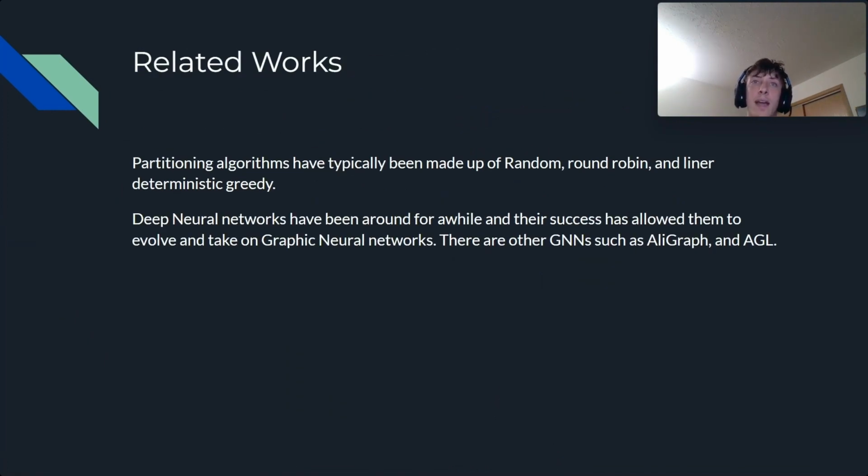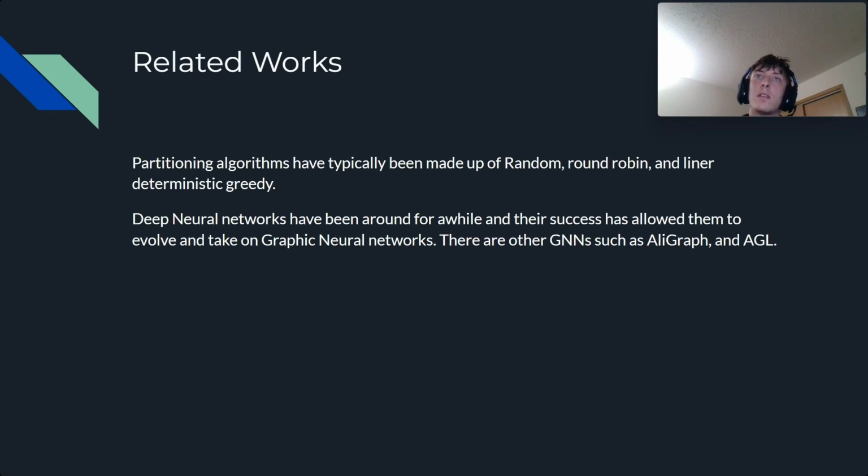I would like to look back at some of the research-related works that the authors mentioned that assisted them in their journey. We first look at partitioning algorithms. When dealing with large graphs, it has been the case that random, round-robin, and linear deterministic greedy are the most used. They have typically provided the lowest overhead, but that's not the case in BGL.